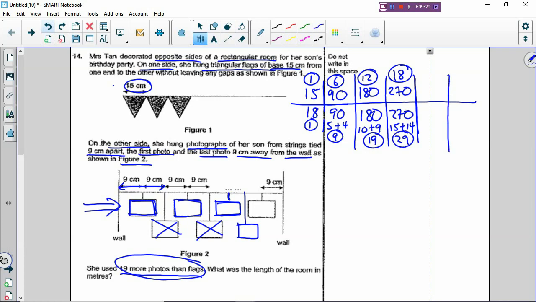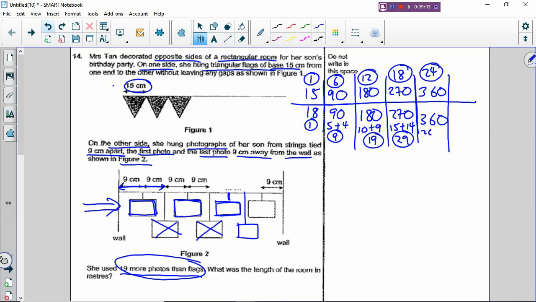So what's the next common multiple? 90 times 4, 360. Alright, so that is the next common multiple. And that will be how many flags? 360 divided by 15, you will get 24 flags. Okay, 24 flags. And how many rectangles? 360 divided by 18, you will get 20.